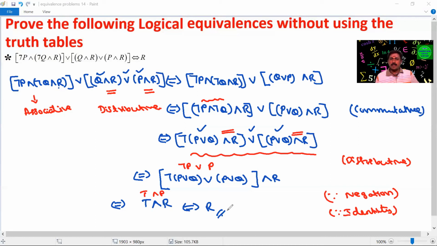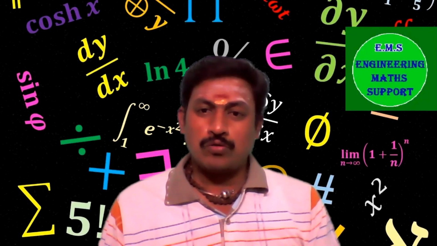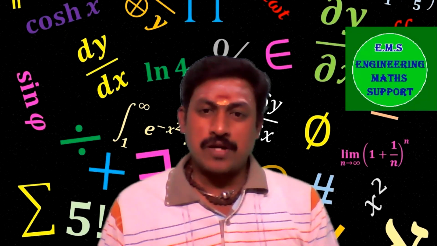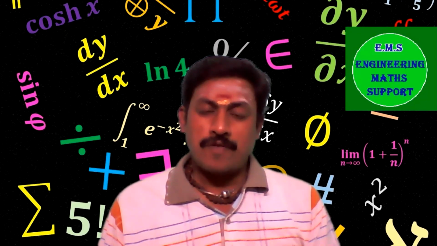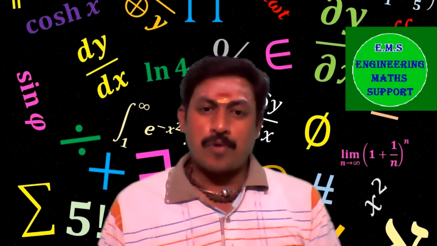This is the way we can prove the logical equivalences without using truth tables. I hope you will understand the problems. So kindly go through the link given in the description, first become thorough with the formulas, and try to apply the formulas in the problems properly.